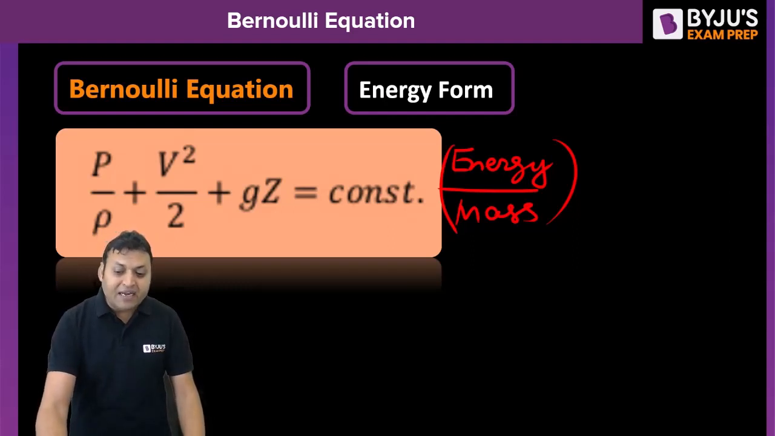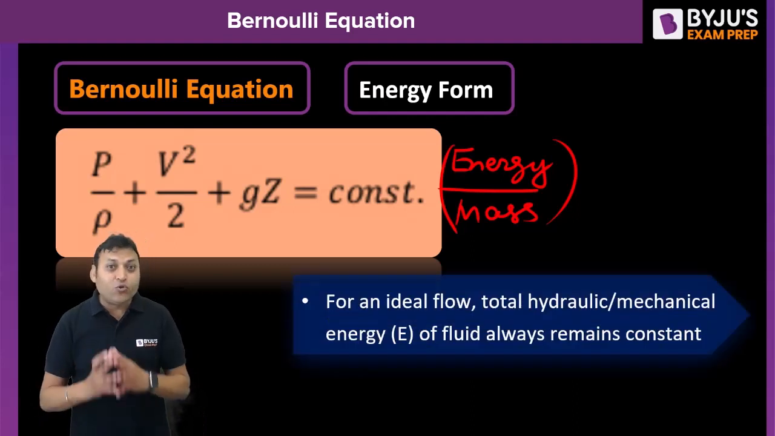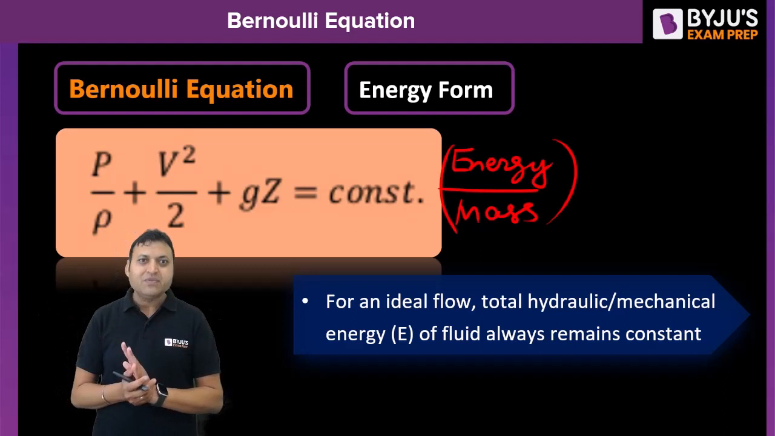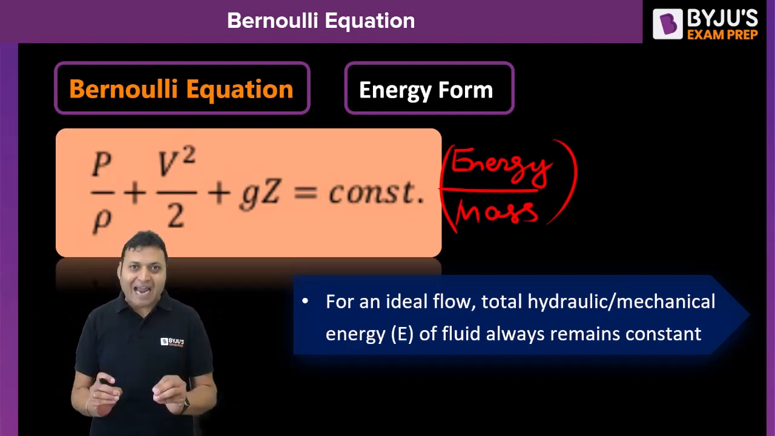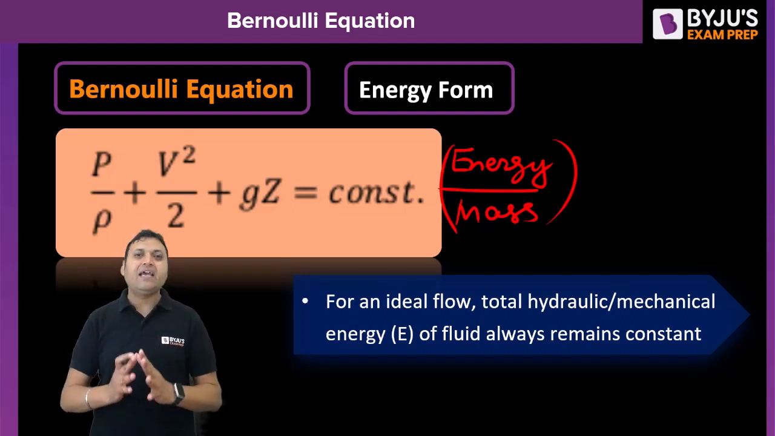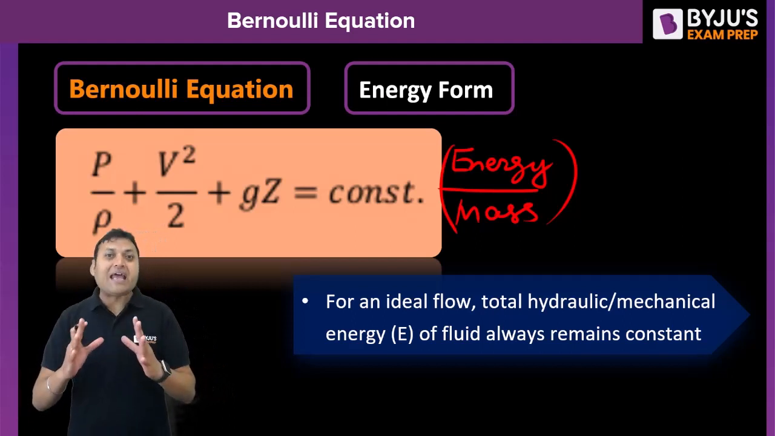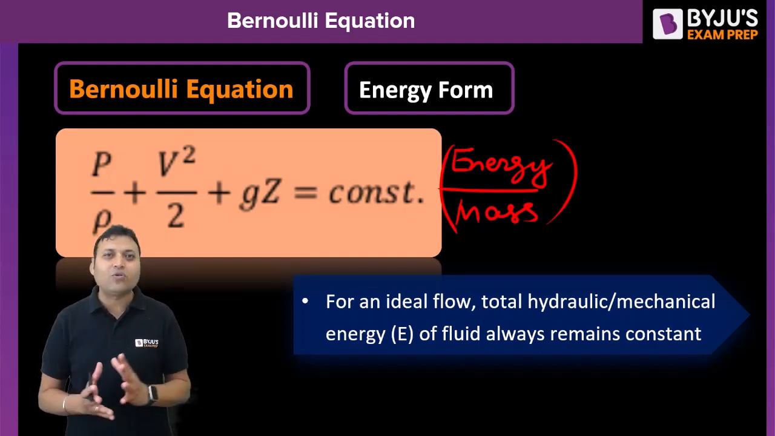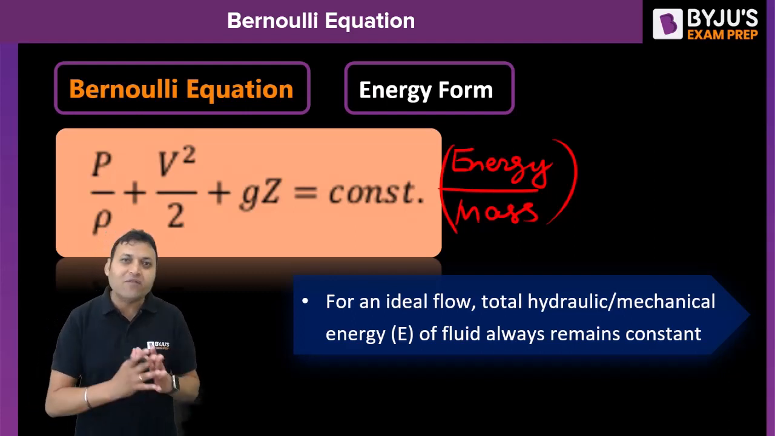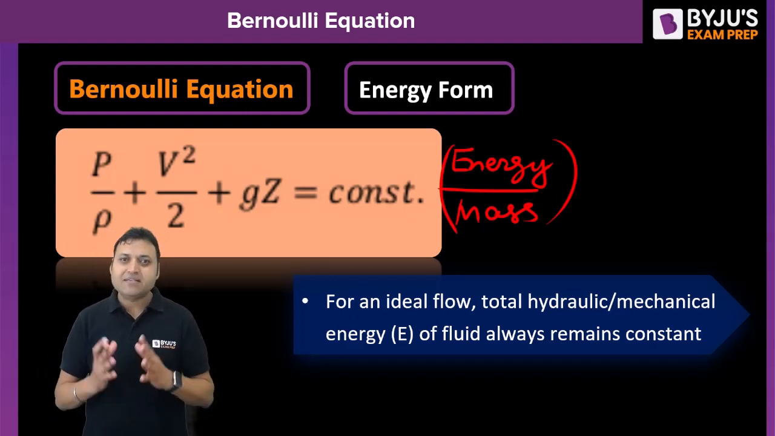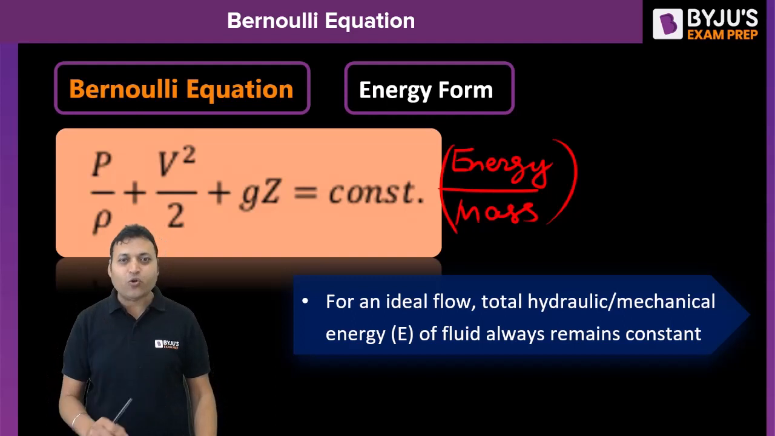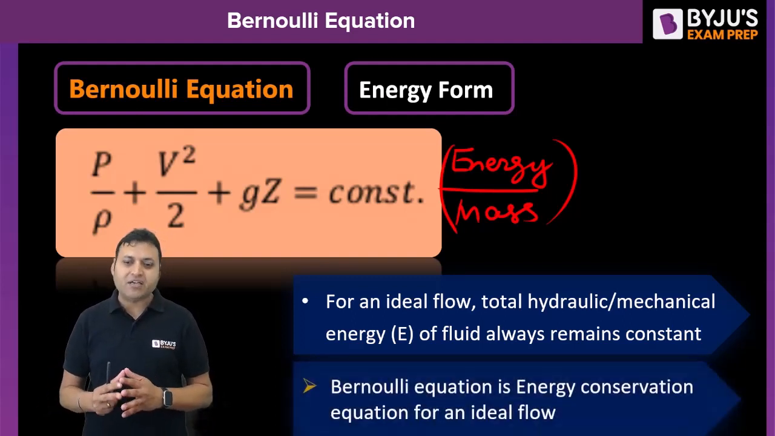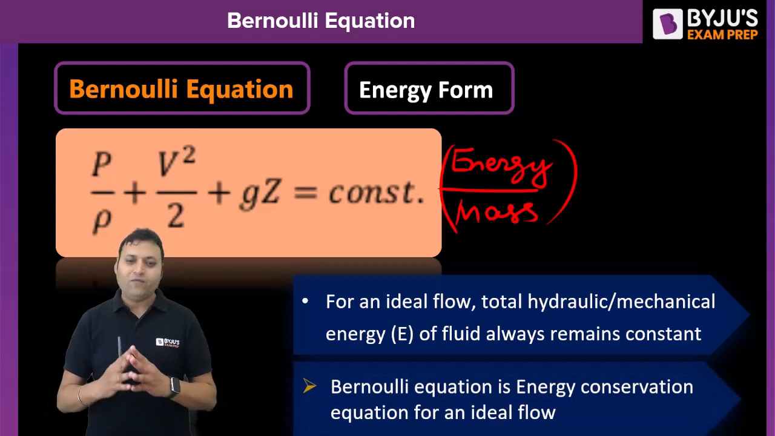So the only condition is when we do not consider the energy loss during the fluid flow, that type of flow is called ideal flow. So we can say for an ideal flow, the total hydraulic energy or the total mechanical energy of the flowing fluid always remains constant. So the Bernoulli equation is the energy conservation equation for an ideal flow.